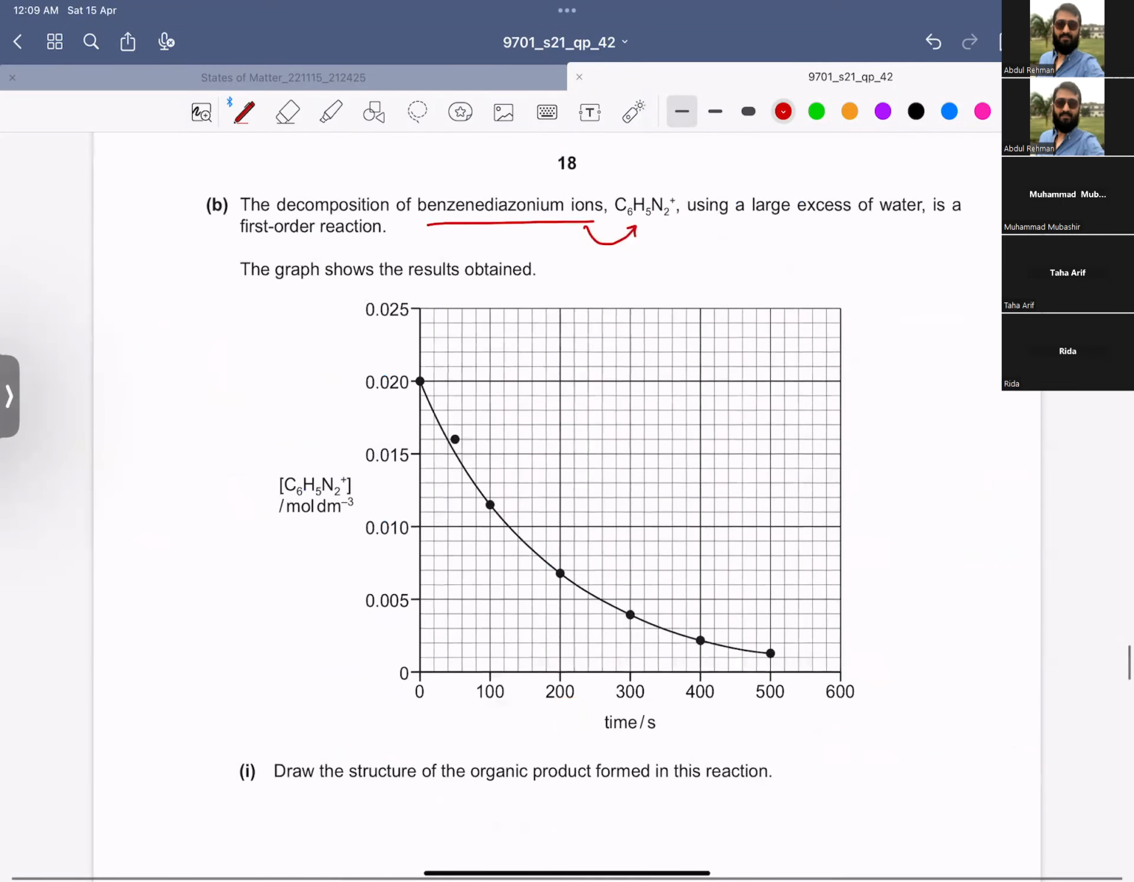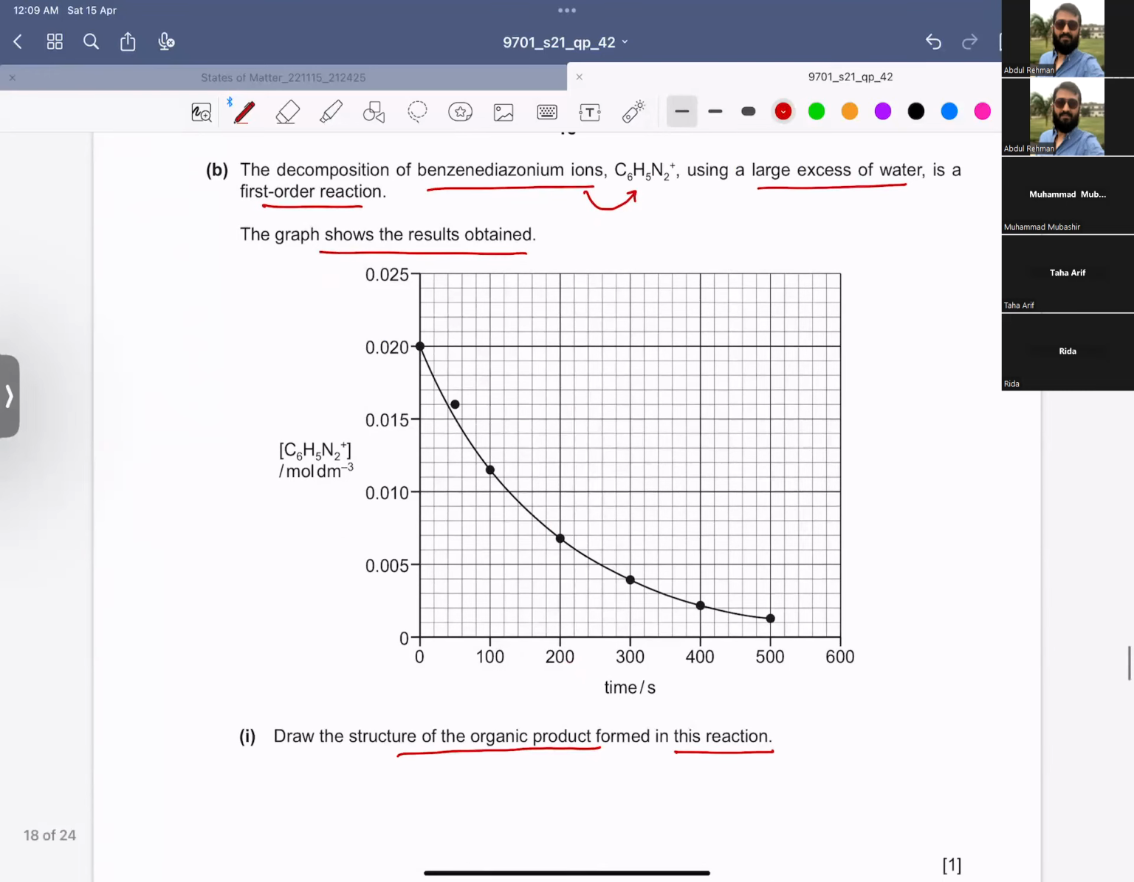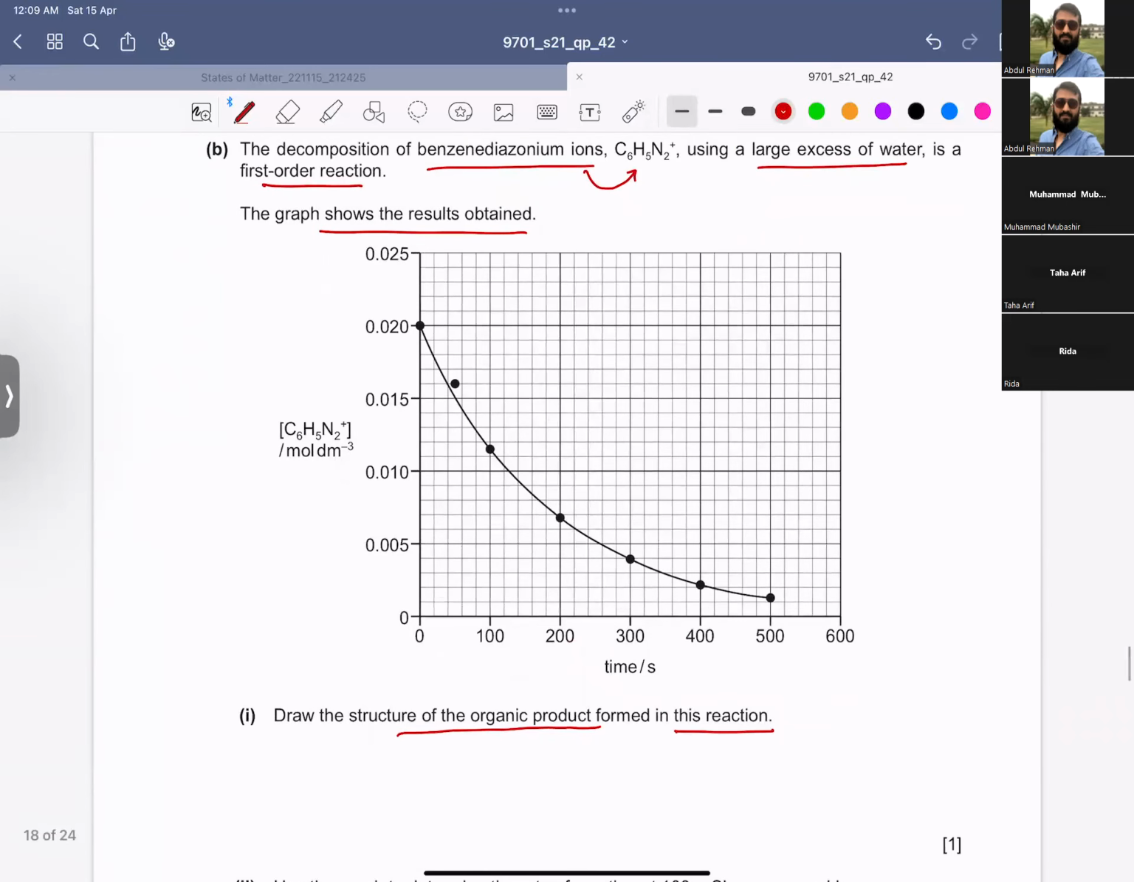Okay. Using a large excess of water is a first order reaction. The graph shows the result obtained. Draw the structure of the organic product formed in this reaction. Yes. When this C6H5N2 positive, that's a diazonium ion, reacts with water, then what would form?